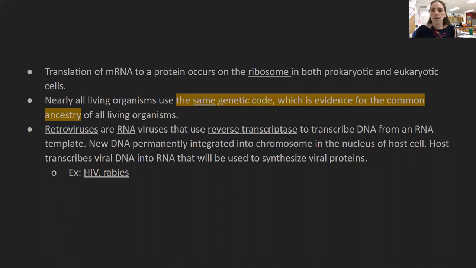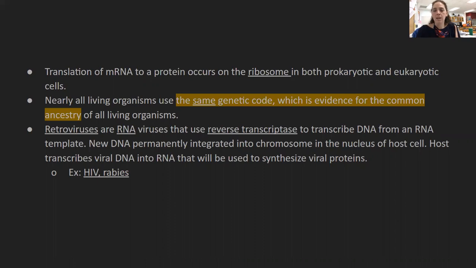Translation of mRNA to a protein occurs on the ribosome in both prokaryotic and eukaryotic cells. This process, translation, is the same. All living things have the same genetic code. That helps to provide evidence for common ancestry, and we'll get more into common ancestry when we talk about natural selection and evolution later on. But all living things have the same genetic code.